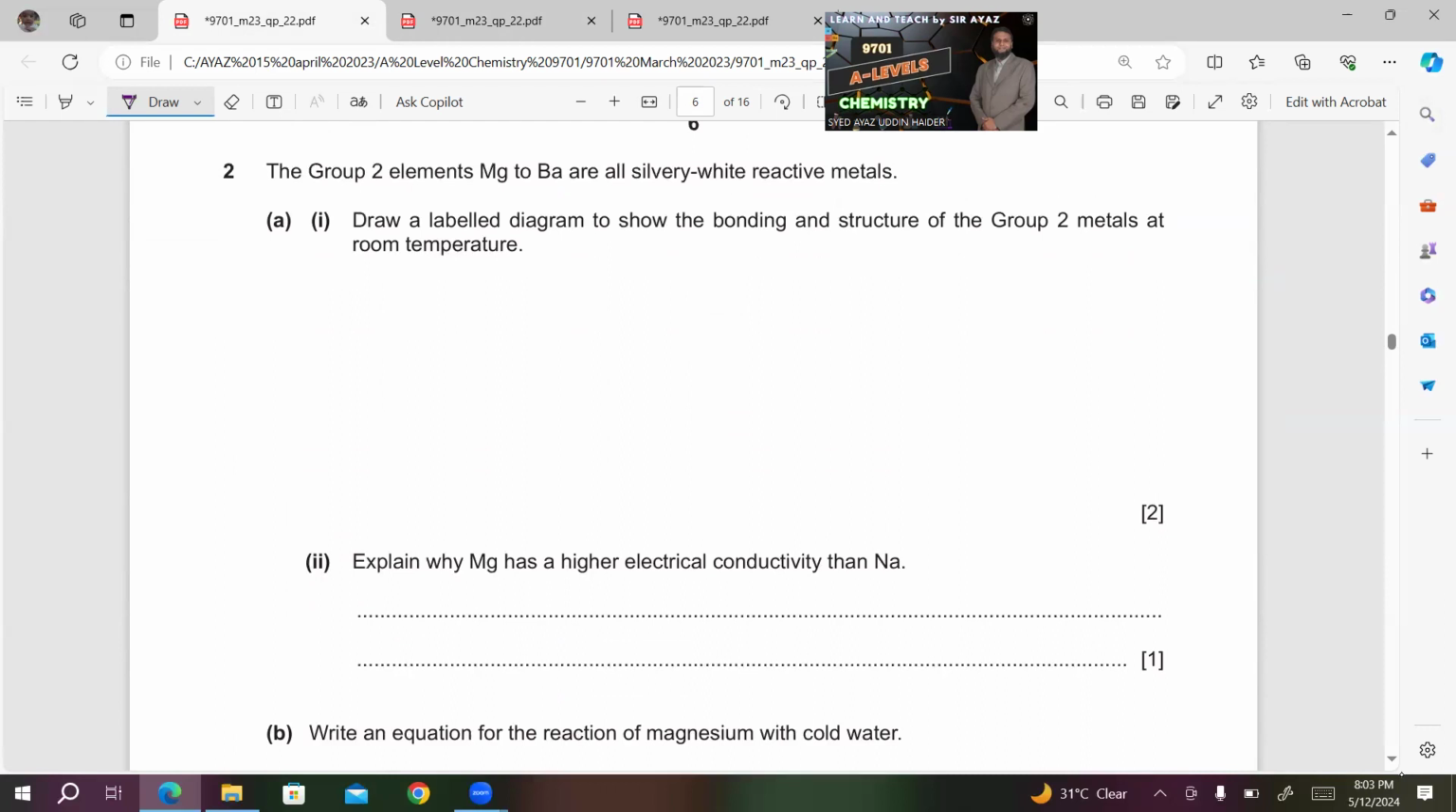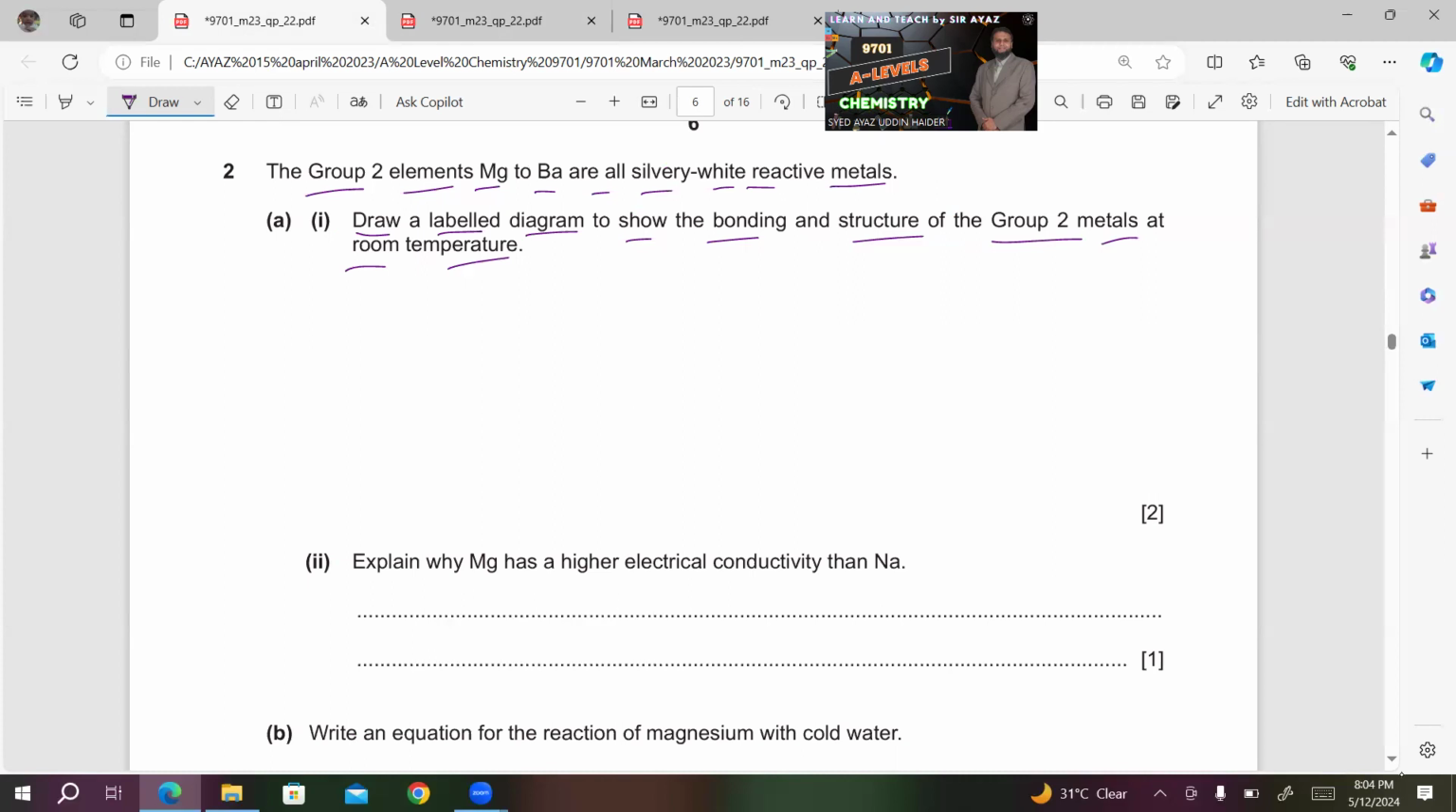Moving to next part. The group 2 elements Mg to Ba are all silvery white reactive metals. A1, draw a diagram to show the bonding and structure of group 2 metals at room temperature. The marking key suggests you have to show 2 rows with a minimum of 4 particles. Particles means cations, metal cations. But I always suggest to my students that it's better to show at least 3 rows of cations.